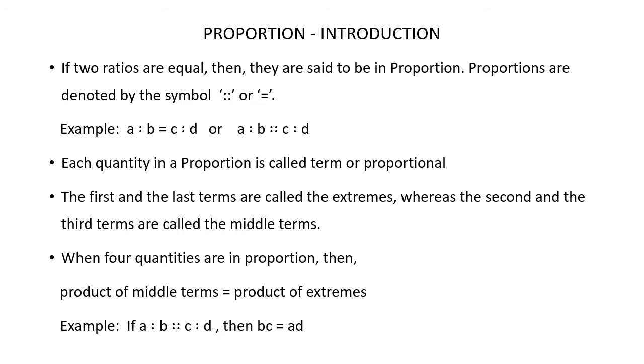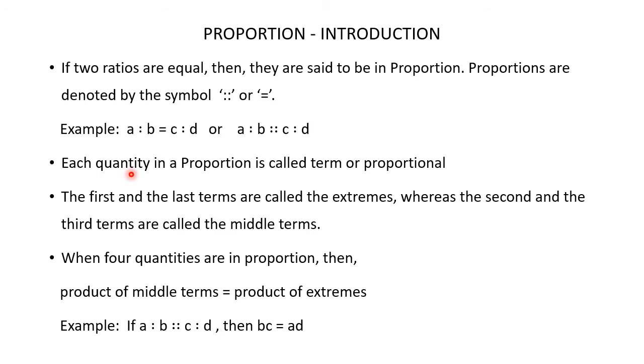Now let's understand the concept of proportion. If two ratios are equal, then they are said to be in proportion. Proportions are denoted by the symbol double colon or equal. For example, A is to B is equal to C is to D, or A is to B double colon C is to D. This means that A is to B is proportional to C is to D.